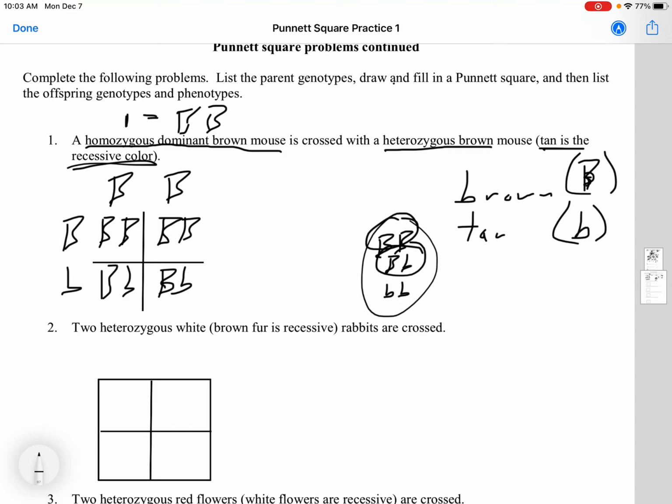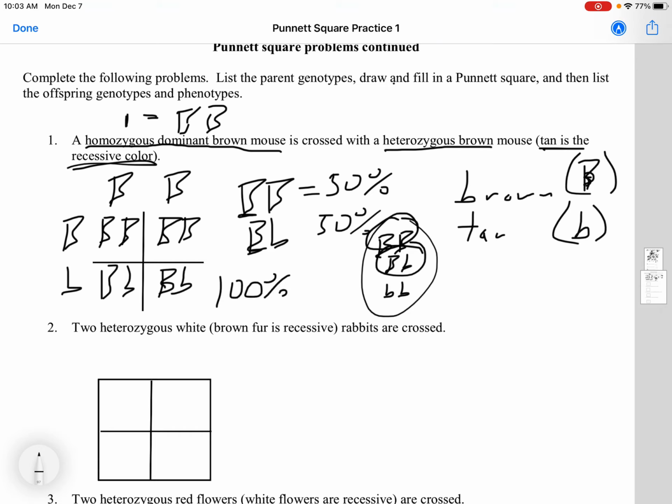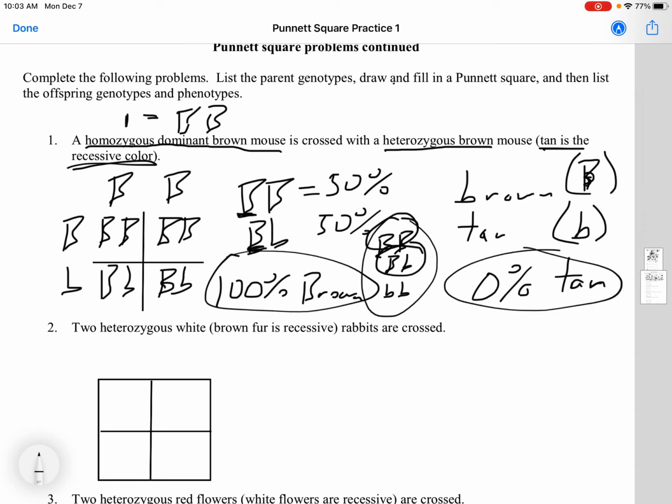Just glancing at it, what's the possible offspring? We got homozygous dominant or heterozygous, and it's 50% on each, right? Now I can look at this and go, brown's the dominant color, and both of these options have brown. That tells me 100% of the offspring are going to be brown, right? Because that dominant allele shows up in both of them. That also tells me 0% of the offspring could be tan, all right? And these are the real info that I'm looking for, right?